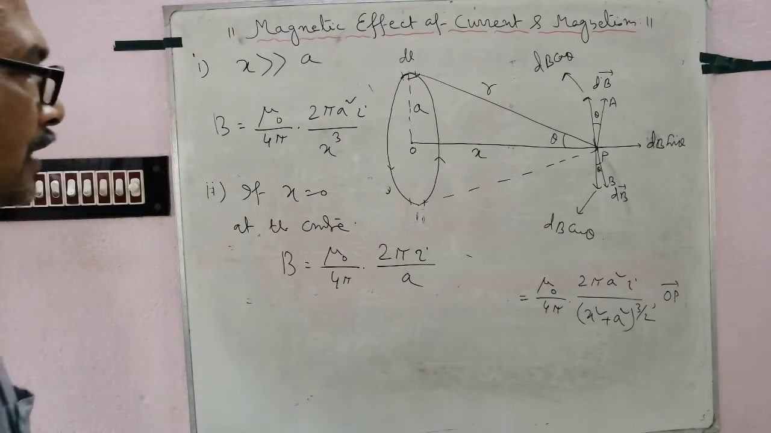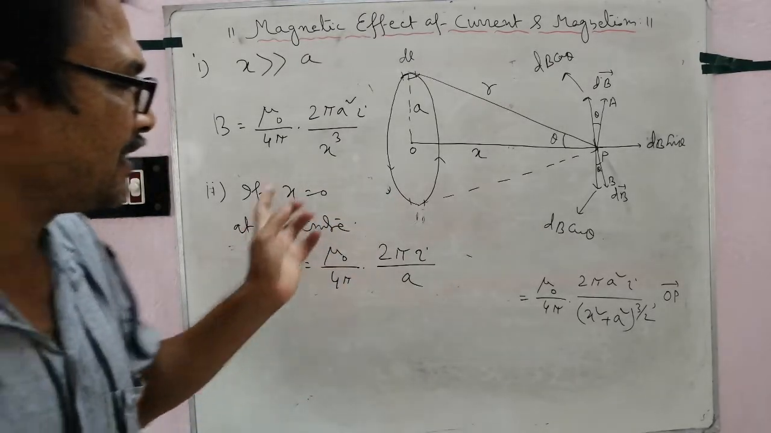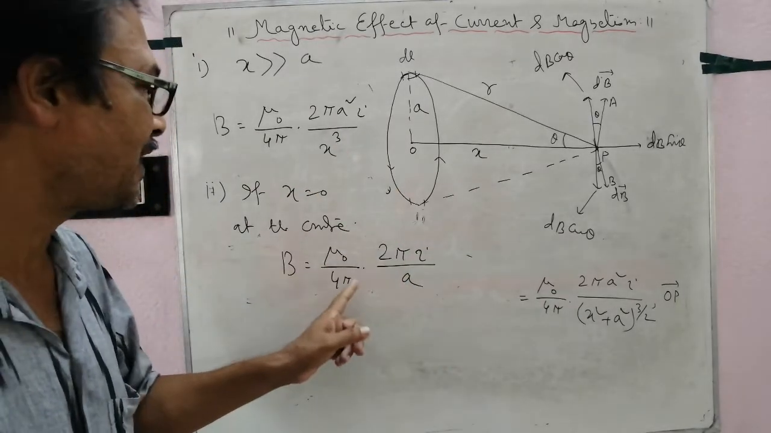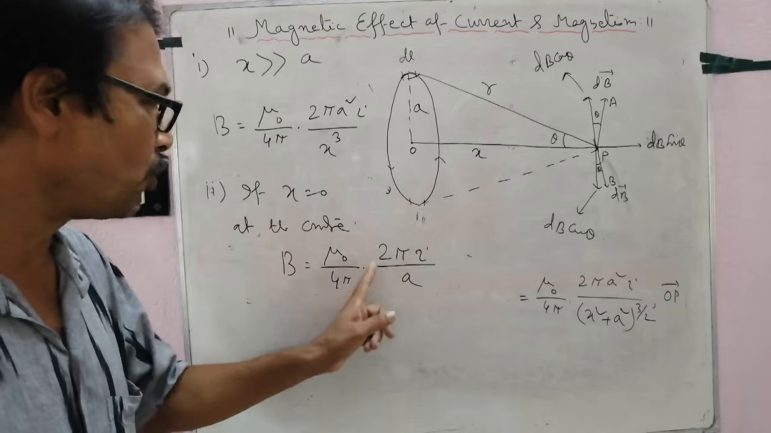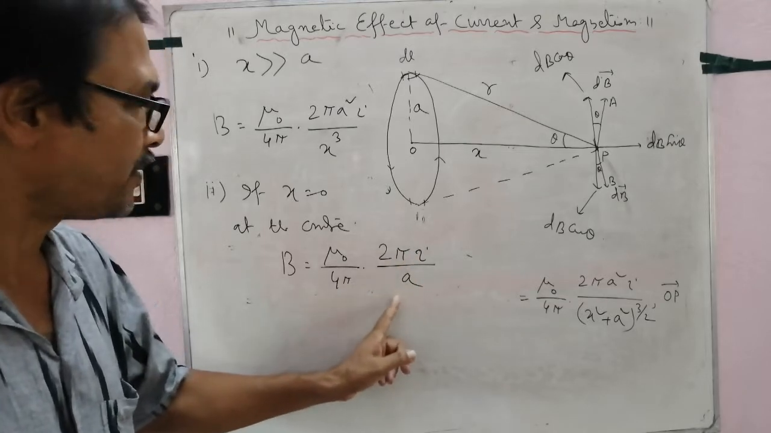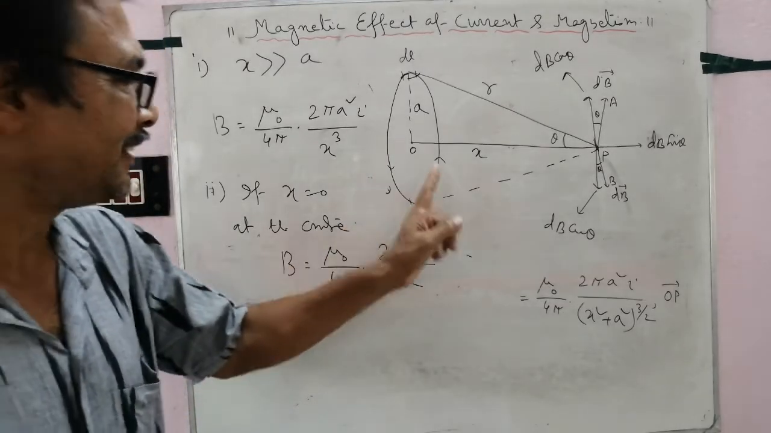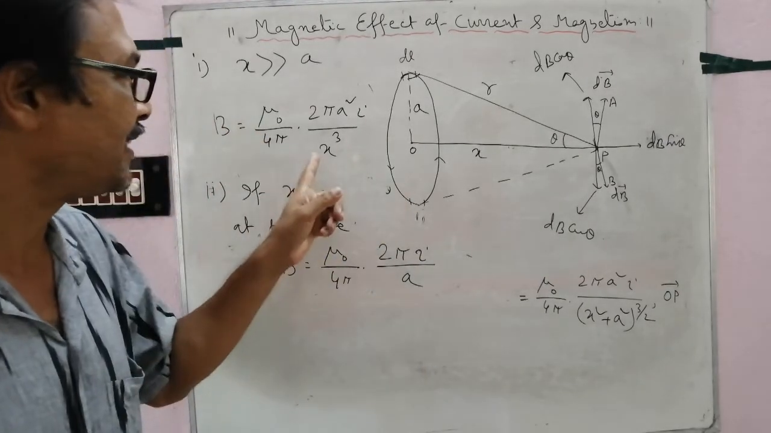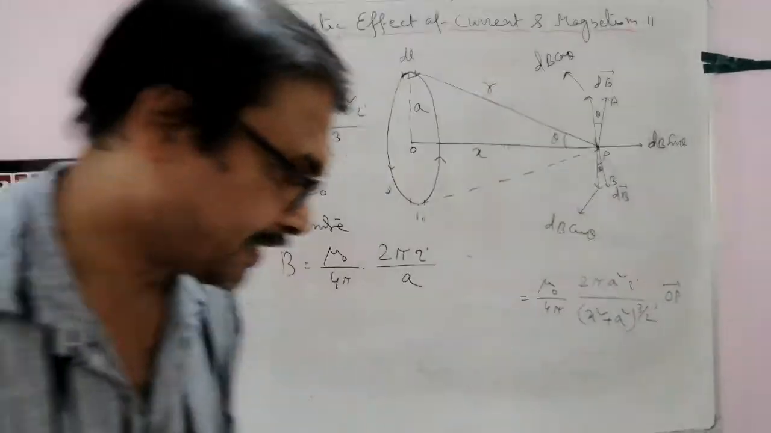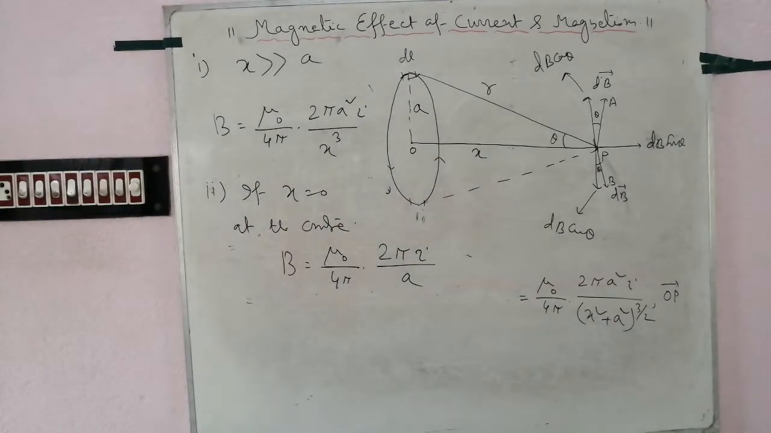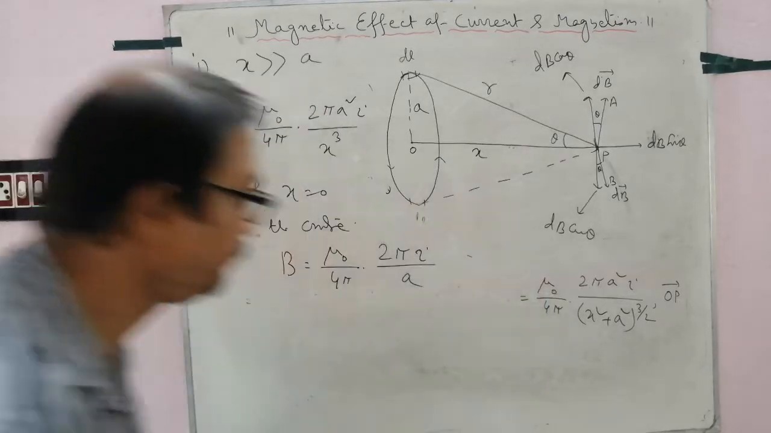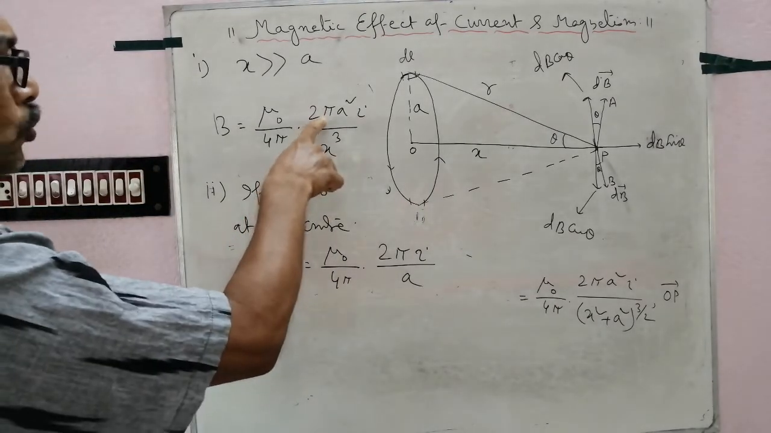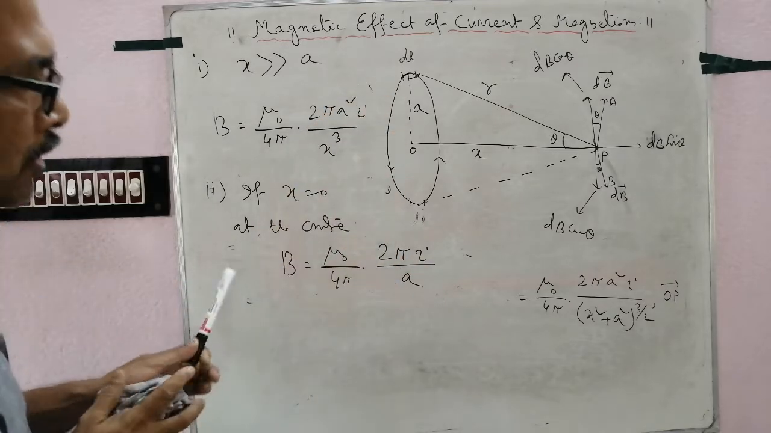So in my last class I discussed, it was proved that due to a circular loop, the magnetic field at the center is mu naught by 4 pi, 2 pi a I by a squared. Clear? So at the center the magnetic field is maximum, and with the increase of distance x, the magnetic field decreases. If there are n turns, multiply by n.